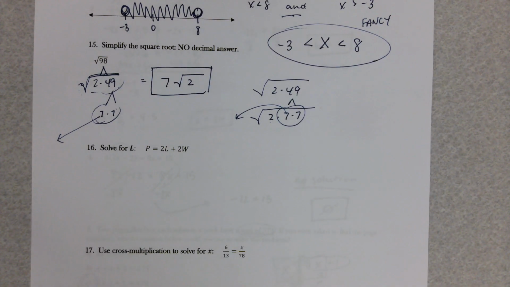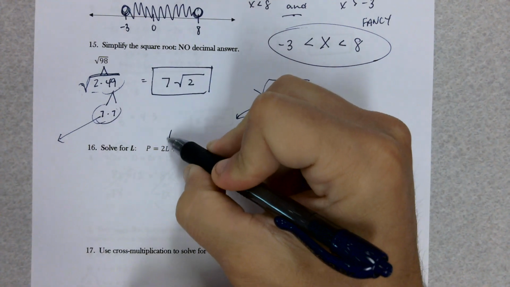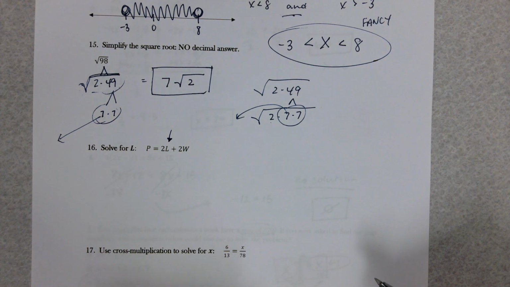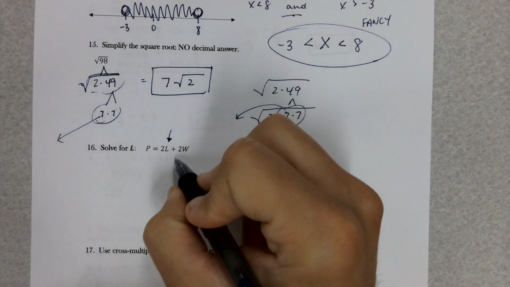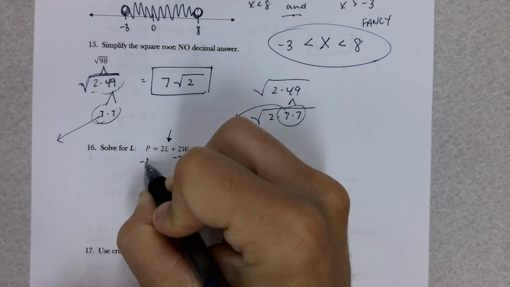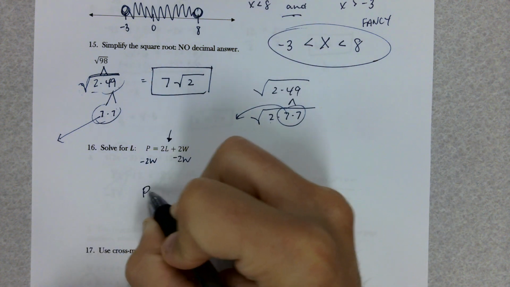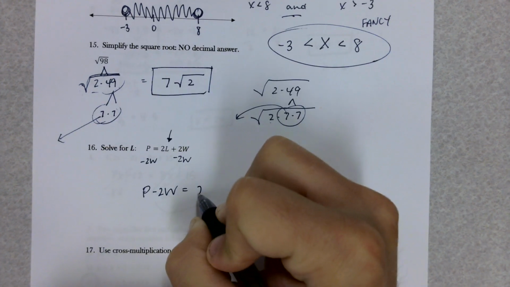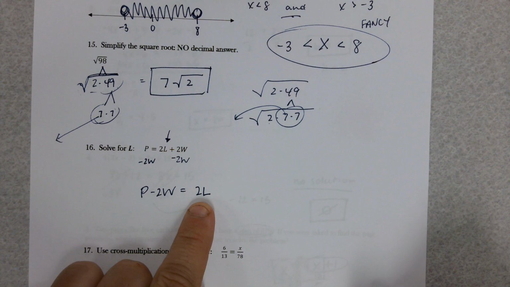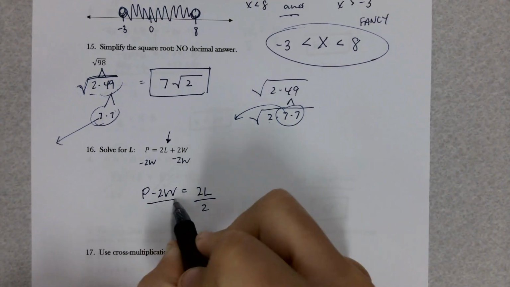Number 16 was what's known as a literal equation, so multiple variables, but you're just focusing on one. I want to get L by itself. Work outside in. That means I've got to get rid of the 2W, take it to the other side. I'm starting to get L by itself, but there's still a 2 in front of it. Let's divide by that 2.